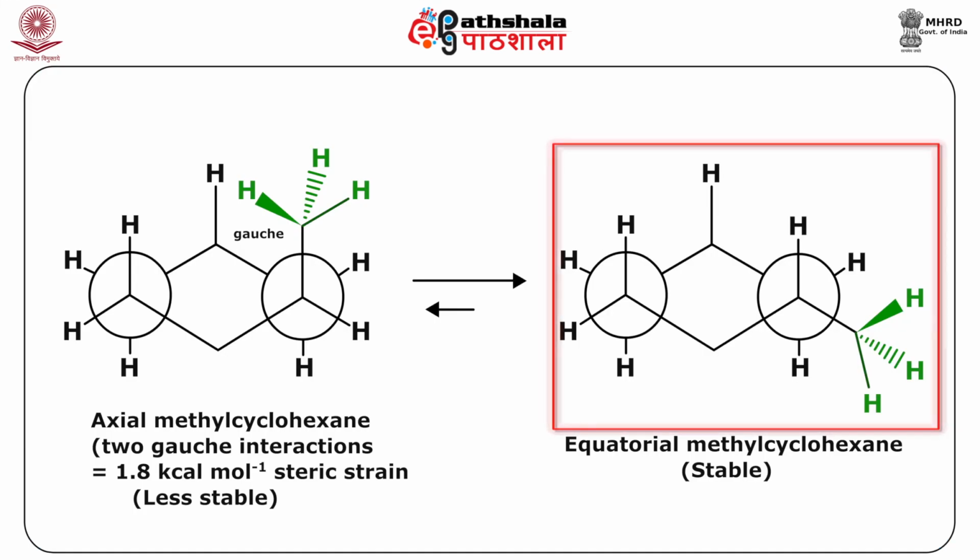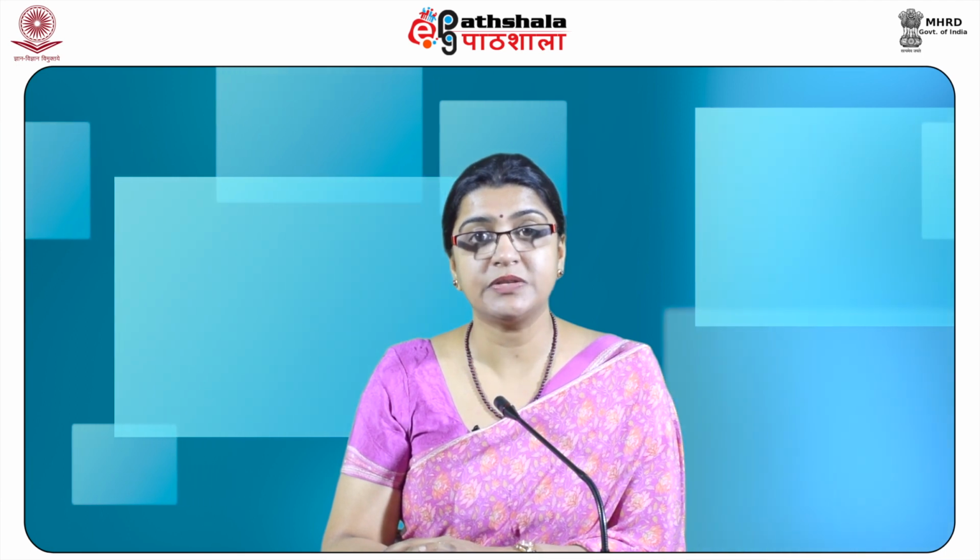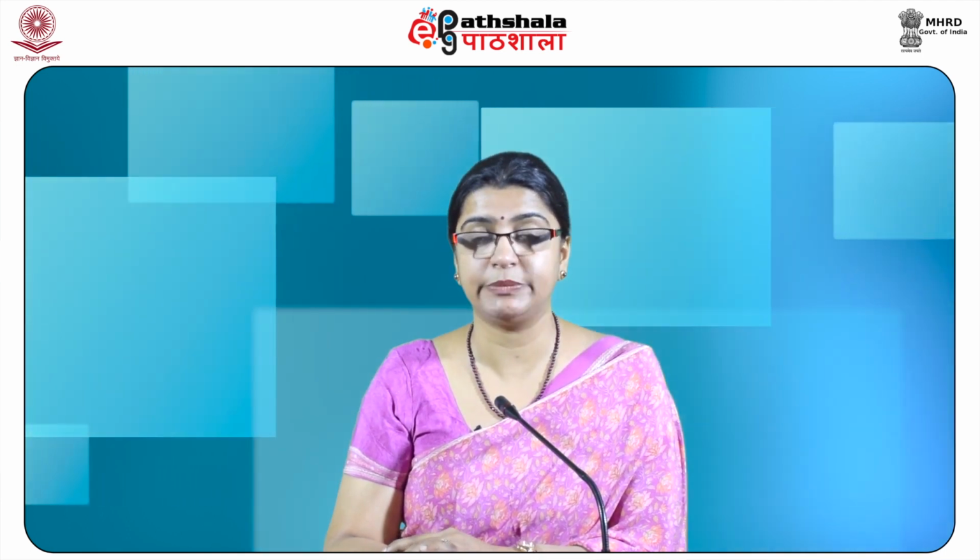Hence, the equatorial conformation becomes more stable because these interactions are absent in the equatorial position. The equatorial conformation is favored in the equilibrium because axial isomer has about 1.8 kilocalories per mole of steric strain, and this observation can be generalized to all the substituents and not only the methyl group. If present at equatorial position, they will always be more stable than at the axial position. So, now we know that in monosubstituted cyclohexane, the substituent is preferred in the equatorial position.